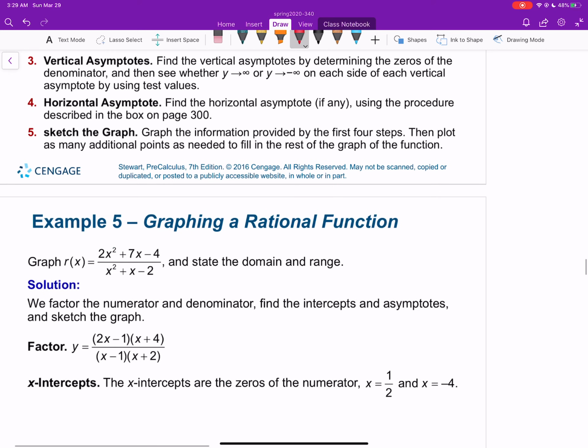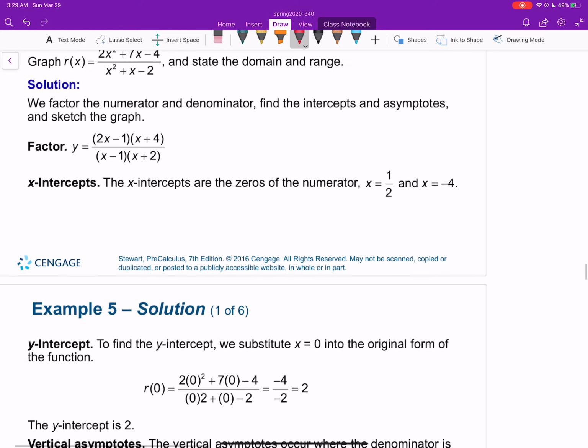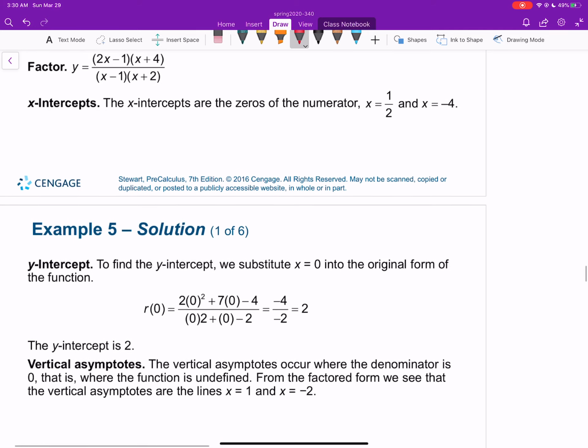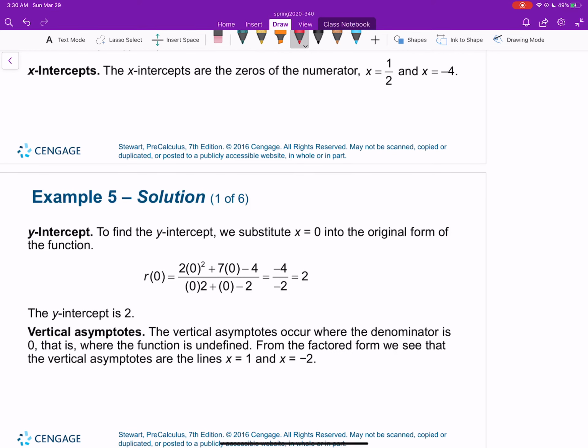So let's look at the example that they have over here. In example 5, they factored the expression, which came out nicely. There are no common factors, so we like this. Then they found the x-intercepts, which were a half and -4. They found the y-intercept by plugging in 0 into the expression, and got 2. Then for the vertical asymptotes, based off the factored form, if you look at the denominator, the vertical asymptotes are x equal to 1 and x equal to -2.